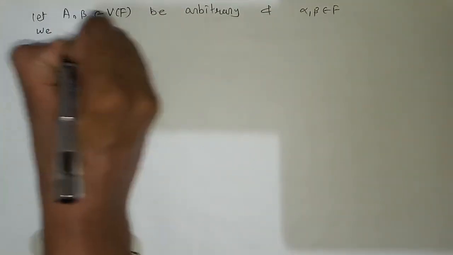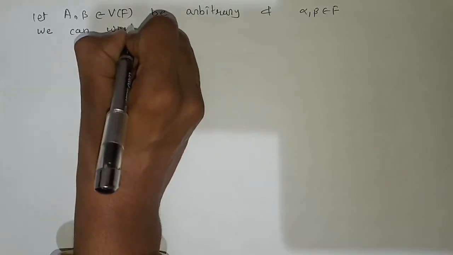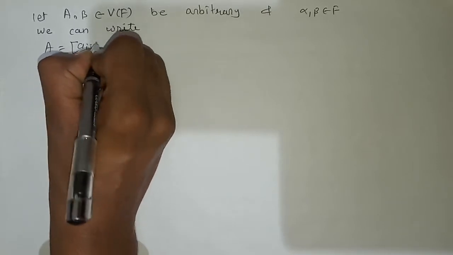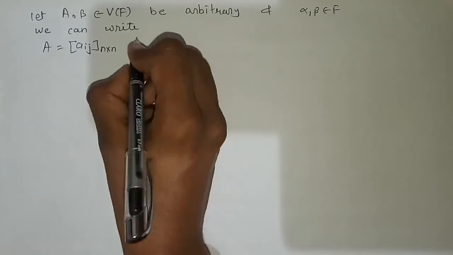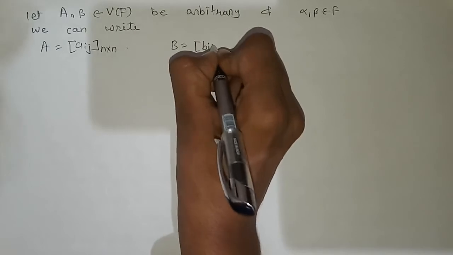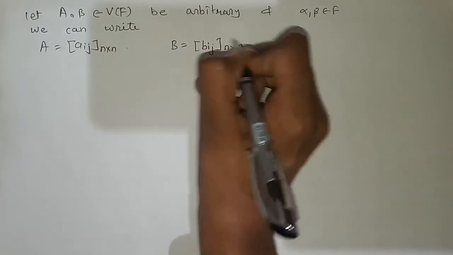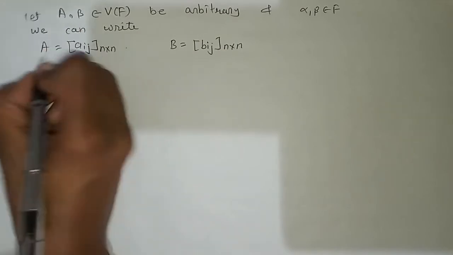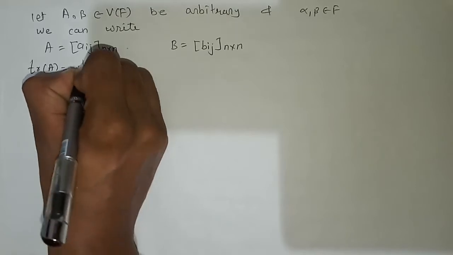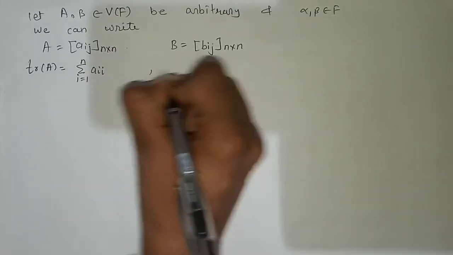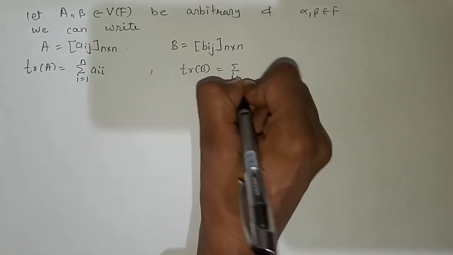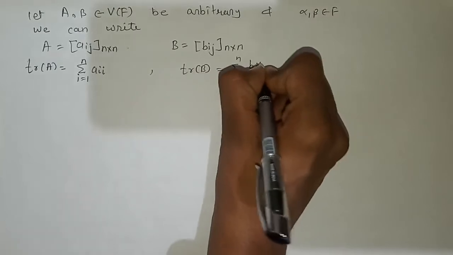So we can write that A is nothing but any matrix. Suppose we are giving the name Aij, a square matrix of order n cross n, and B is another matrix having entries Bij, which is also a square matrix of order n cross n. Now if I have to find the trace of A, then it is nothing but summation i from 1 to n of aii, and this is nothing but the trace of B, summation i equal to 1 to n of bii.